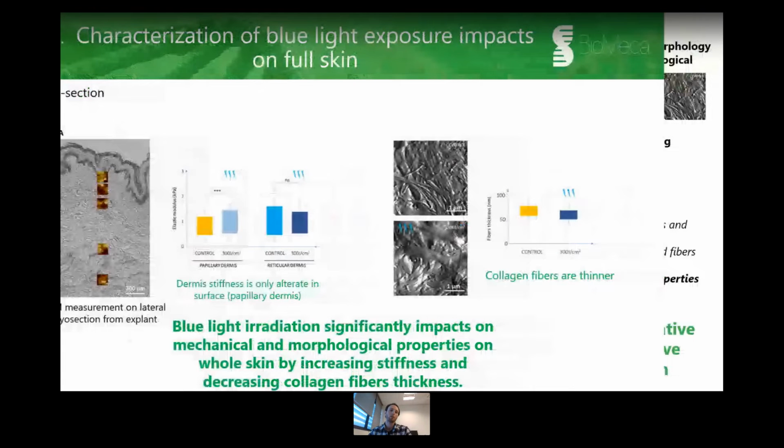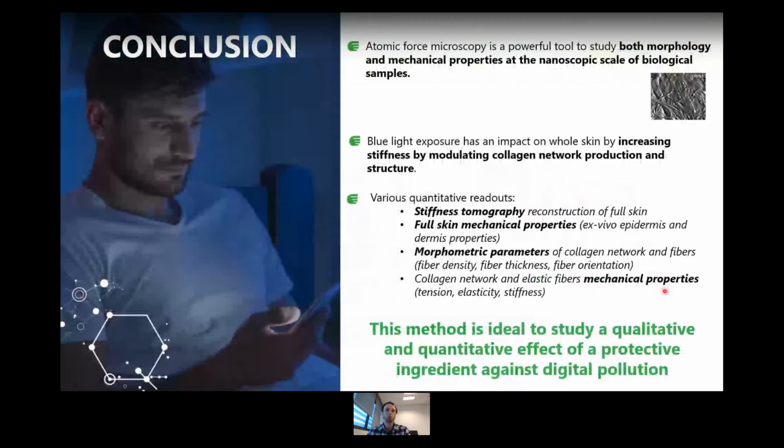To conclude, today I showed you that atomic force microscopy is a powerful tool to study both morphology and mechanical properties at the nanoscopic scale of biological samples. I also showed you that blue light exposure has an impact on whole skin by increasing stiffness by modulating collagen network production and structure.